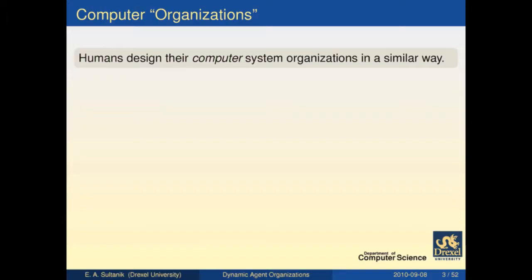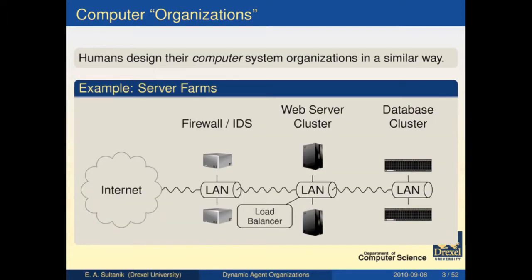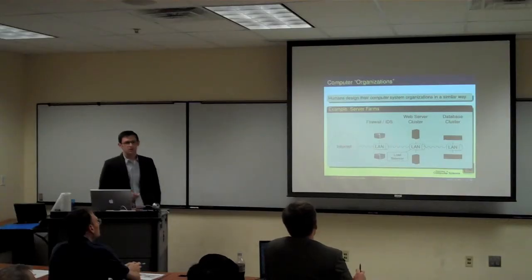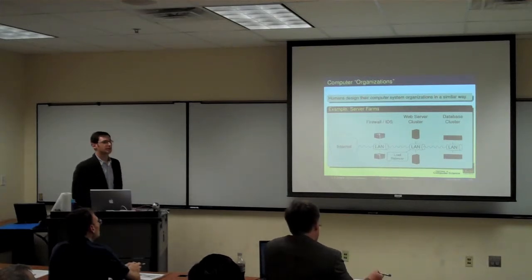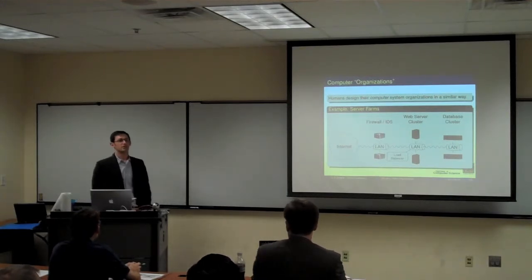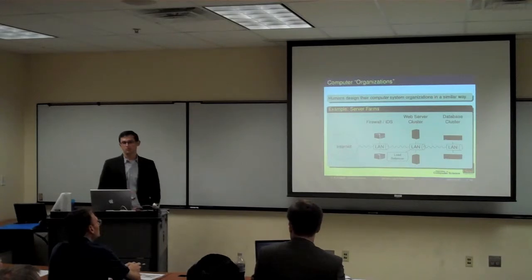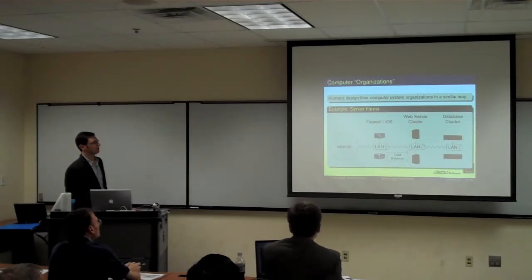And when we as humans design computer systems, we tend to design them similarly. For example, when we make a Google search query, there isn't some supercomputer sitting in Mountain View, California that is processing all of the millions of requests per hour. There's a whole cluster of different computers that each take on certain different roles that balance the load of the computation.